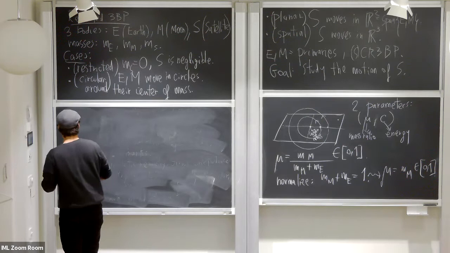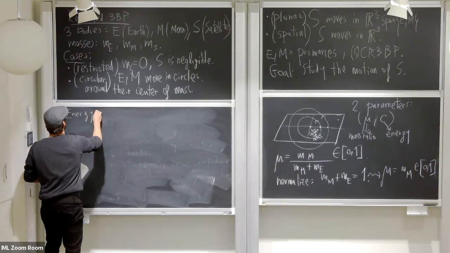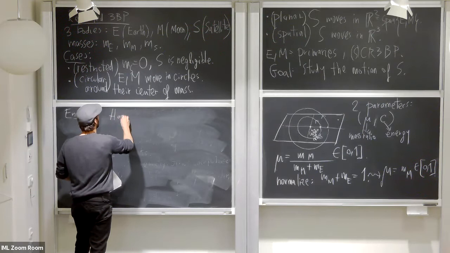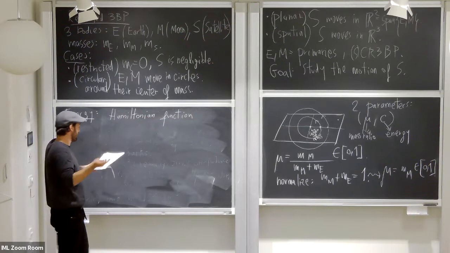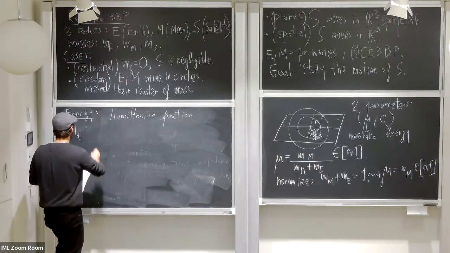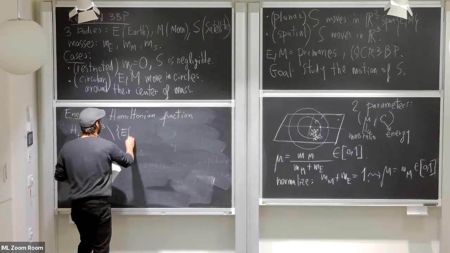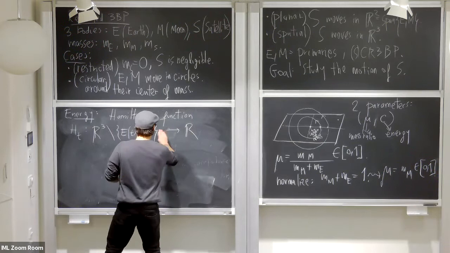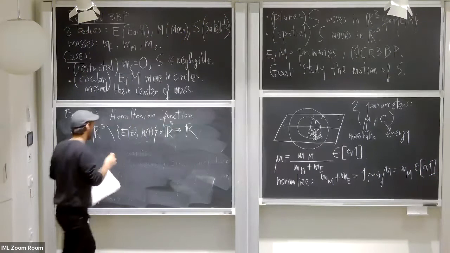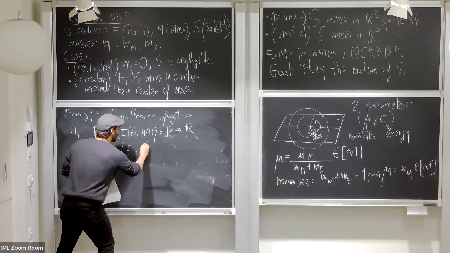So what is the energy? We have what's called a Hamiltonian function, the energy function of the system, which comes from physics, and which in principle depends on time. So there's a time parameter t, and it's defined on the complement of the positions of the Earth and the Moon, which also in principle depend on t, taking values in the real numbers. And here we take coordinates q and p, and get a map to H_t of (q, p).